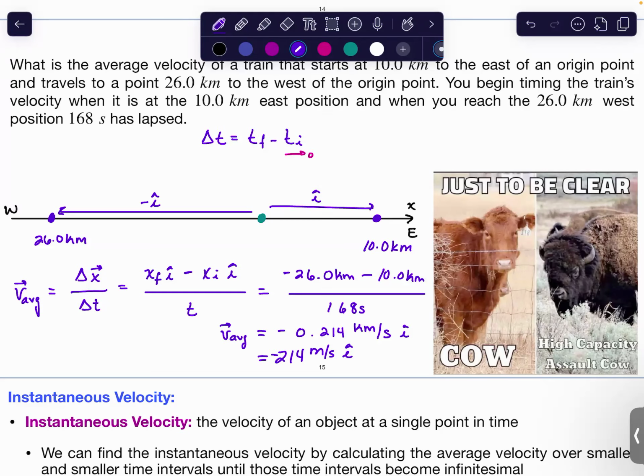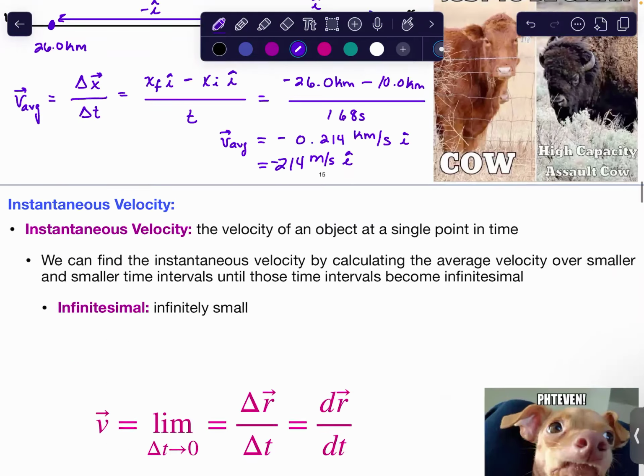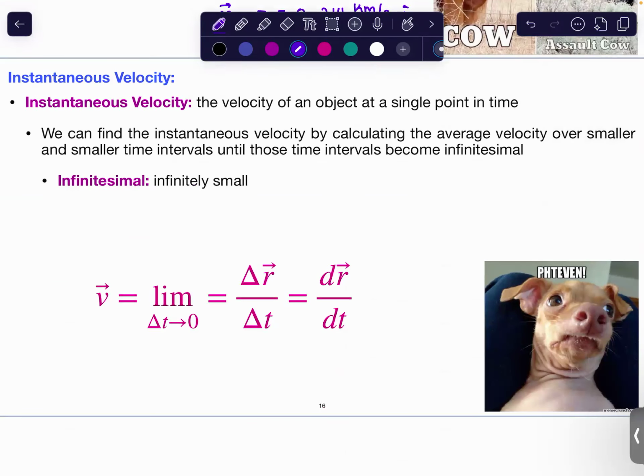But I want to make sure we keep practicing with this direction, this positive and negative thing, because even though it's not as crucial in mechanics, here's a problem you could get wrong if you didn't take account of positive and negative. What if you took 26 minus 10? Well, then you get the wrong answer, because you'd end up with 16 divided by 168 instead of 36 divided by 168. So there are times when it comes in important, but remember, it's going to be much more important next year when we're dealing with field forces. So, instantaneous velocity. Okay.